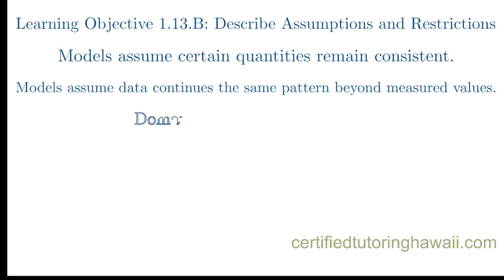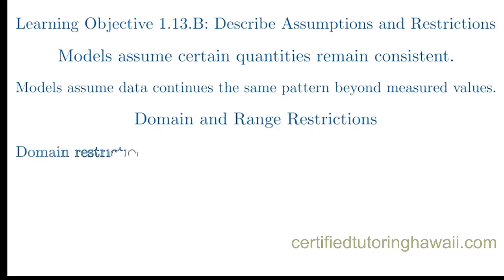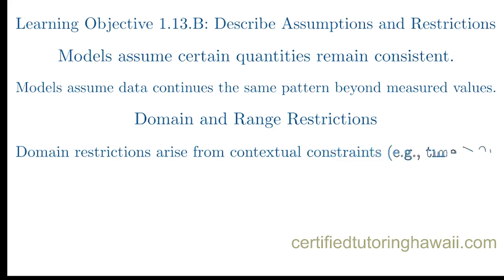Finally, we must always consider the context of the problem when defining the input and output values. These are called domain and range restrictions. A domain restriction might arise if we're modeling time. Time cannot be negative, so our model's domain would be restricted to time greater than or equal to 0. You might also have a restriction on a number of items, which can only be non-negative integers.